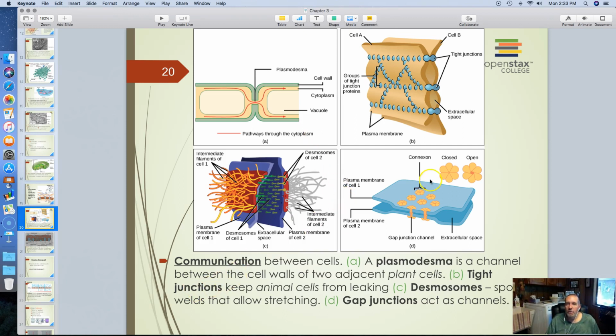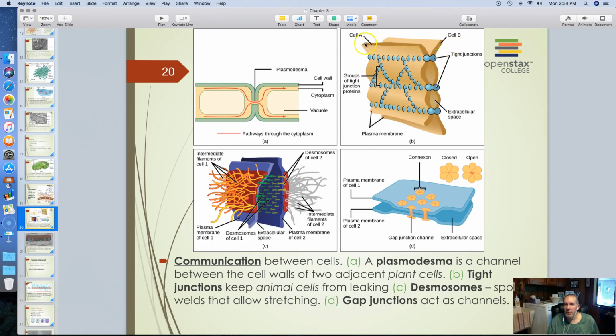In animal cells, there are junctions, a couple different kinds. Tight junctions help keep cells from leaking. So again, remember, there have to be openings in cells, channels, that allow stuff to go from one cell to another. If those channels were open all the time, and there wasn't anything regulating stuff going in and out, then the cells could just leak all their contents out into the extracellular space, and that wouldn't be good.